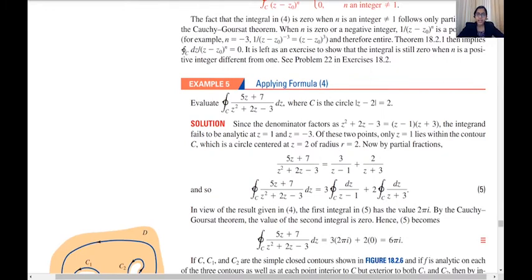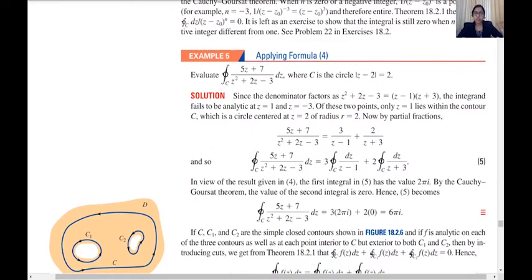So the concept will be clear if you do this problem. Example 5. Now we are asked to evaluate the integral of (5z + 7) divided by (z² + 2z − 3) dz. And the contour given is the circle of center 2 and radius 2. Okay, now the contour is clear to us.